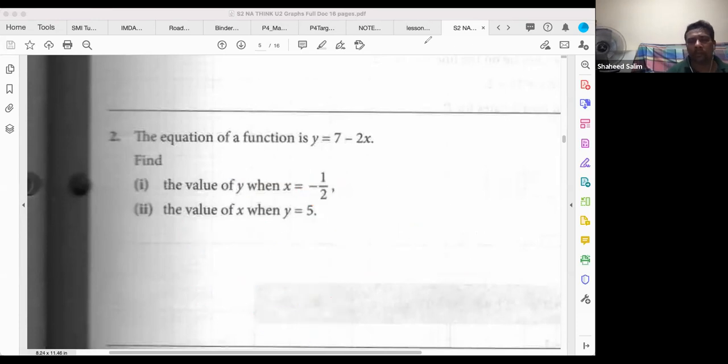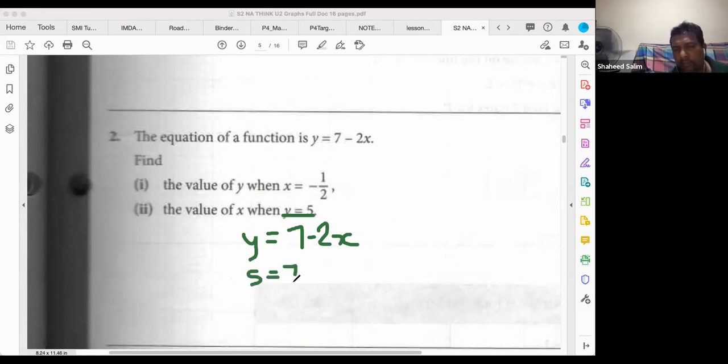What about the next one? Yeah, next one. Down here now, you write down again. Y equals to 7 minus 2x. So now what do you give? You give you y. The value y is 5. You put y 5. 7 minus 2x.